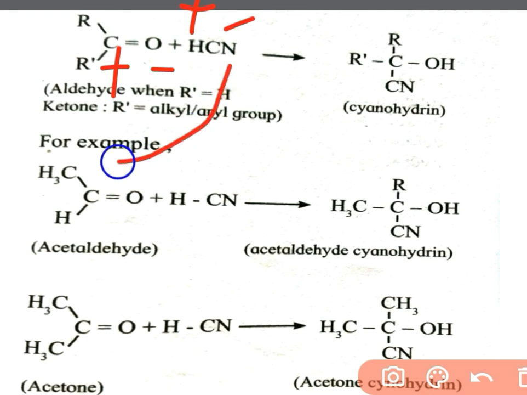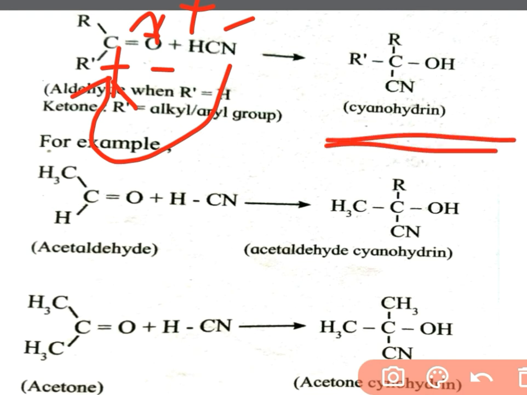This nucleophile attacks this positive center, and because of the attack of this nucleophile, the double bond between carbon and oxygen shifts onto oxygen and oxygen becomes O-, which is then attacked by the positively charged hydrogen and it forms OH. So the final product is cyanohydrin.